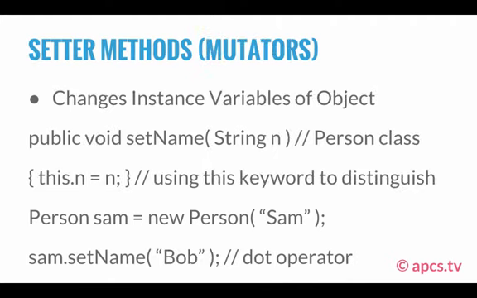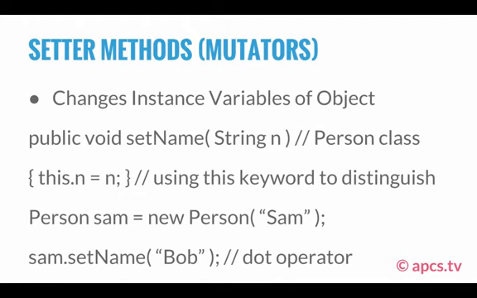Next, let's look at the setter methods, or the mutators. So we know a way to get the information, but we also need to establish a way to set some information, if you want to change it. What the setter method does is that it changes instance variables of an object, so it can change the values. With the getter methods, we got the values of an instance variable, and with the setter method, you can change the value of an instance variable.